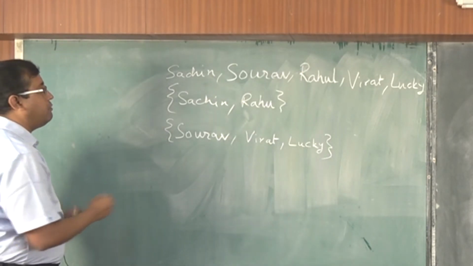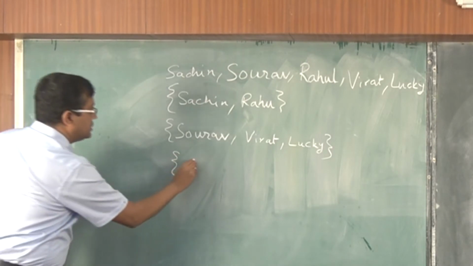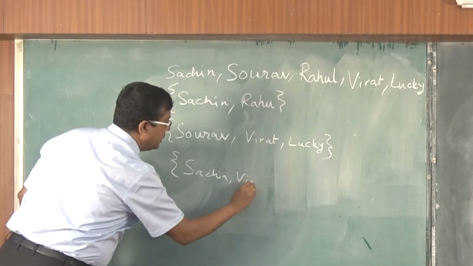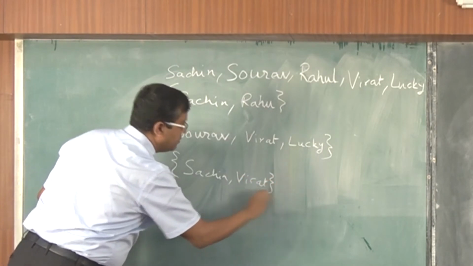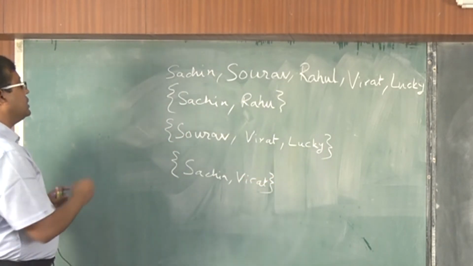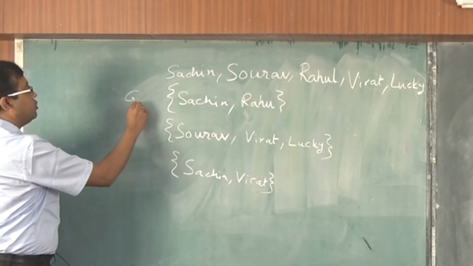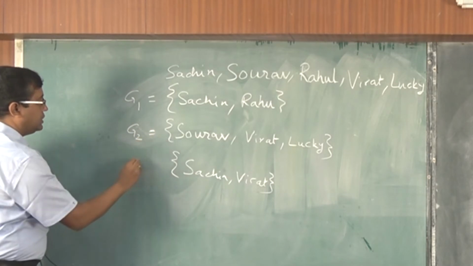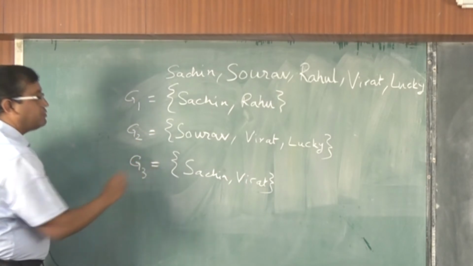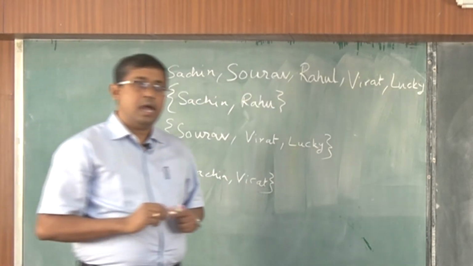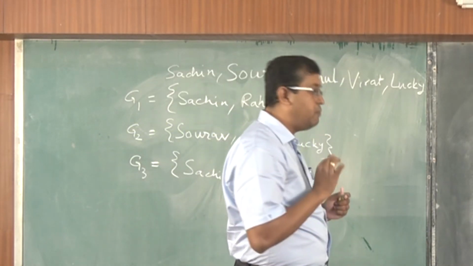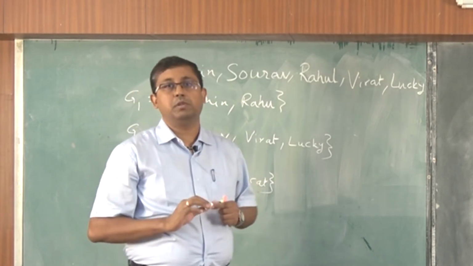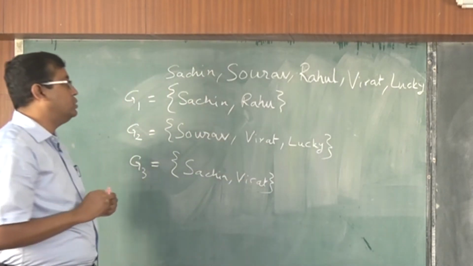And then I have Sachin and Virat also, whenever they sit together, they start talking amongst each other. So I have 3 talkative groups in the class. This is group 1, this is group 2, and this is group 3. I have 3 talkative groups in the class, and I have to come up with some way to make them sit in different rows of the class so that they are not able to talk with each other. How do I do that?